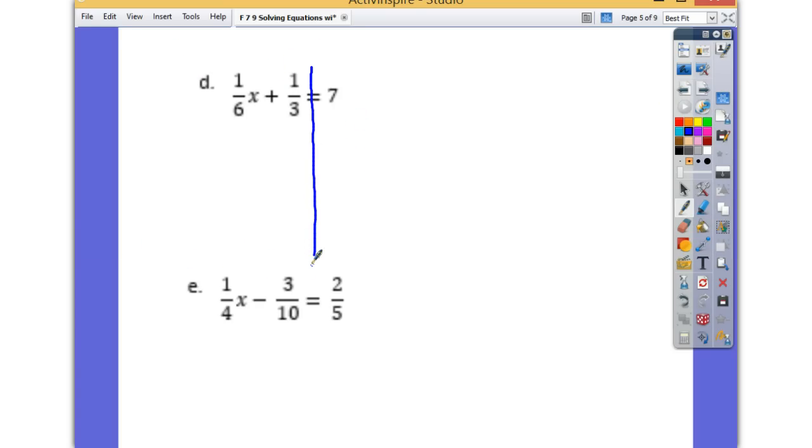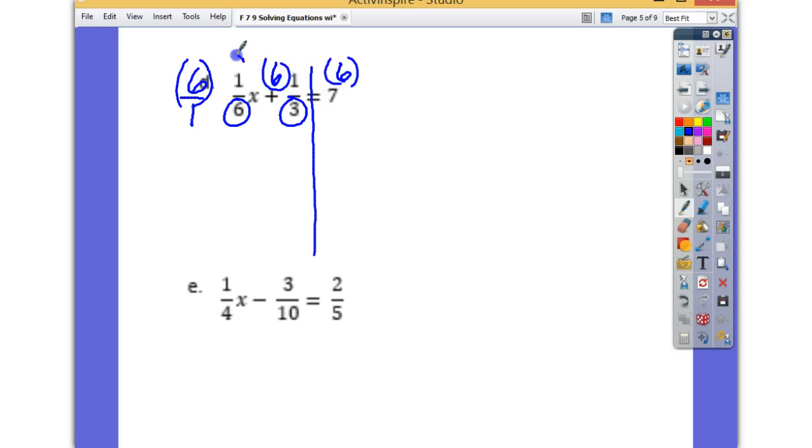Now, what should we do here? Do we want to Red Rover anything first, or do you want to get rid of the fractions first? Okay, let's clear those fractions and make all whole numbers. But now we have two different fractions. What is my common denominator? My least common multiple. Six. My least common multiple is six. So we're going to multiply everything times six. This times six and this times six.